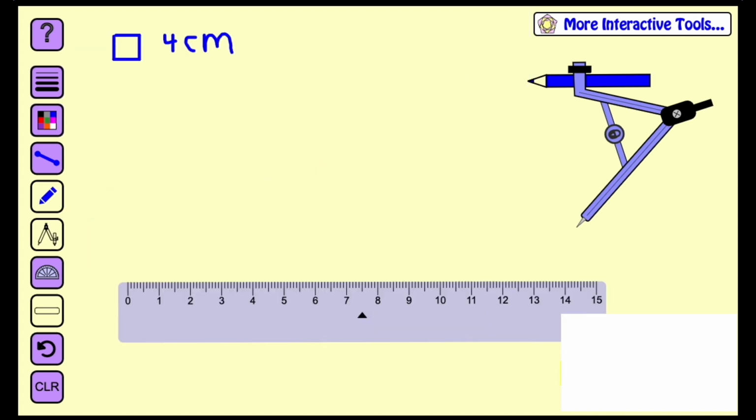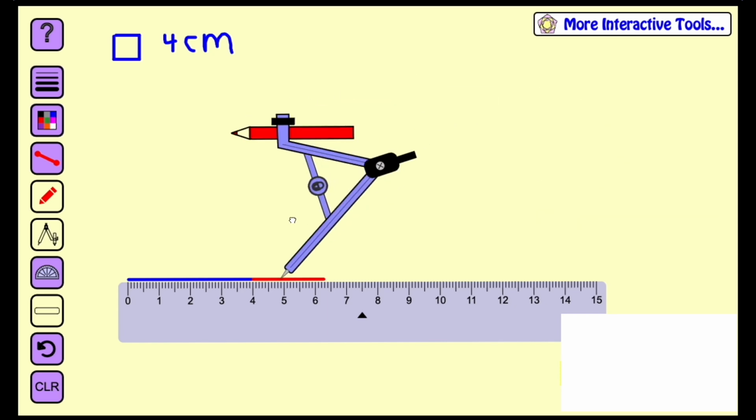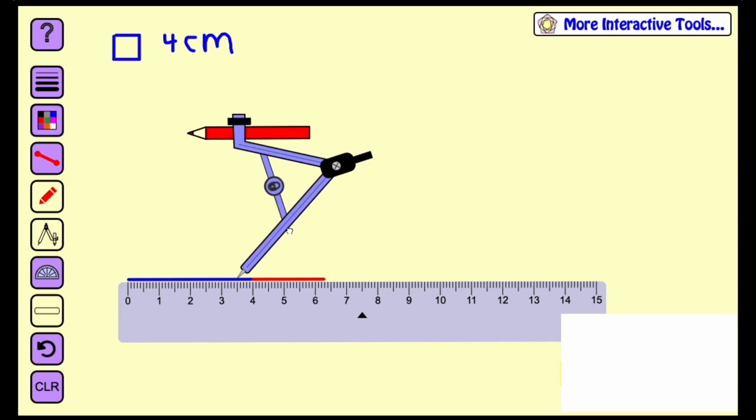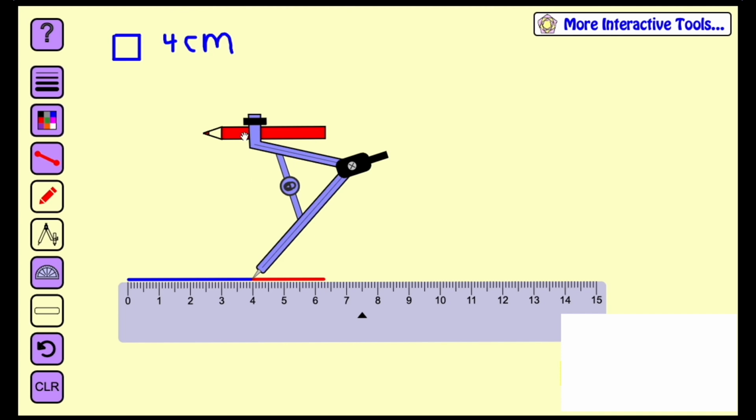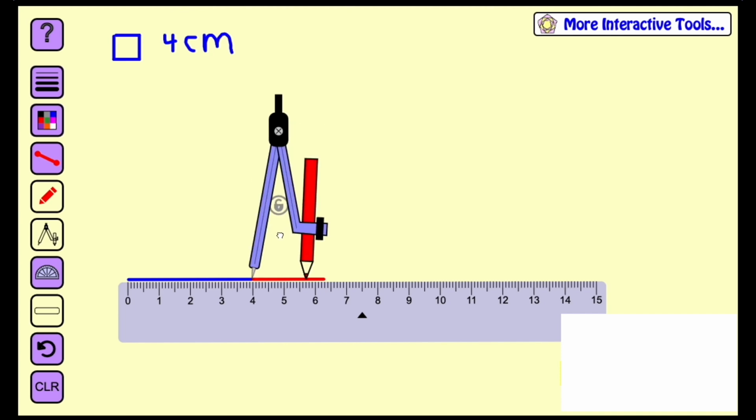Next, let's create a square that has side lengths that are 4 centimeters long. I'm going to start by creating a line segment that's 4 centimeters long. In a different color, I'm going to extend that line out just a little bit. Our goal is to create a line that is perpendicular to the line segment that we made and directly above 4 centimeters. Move the compass so that the point is where the two lines meet.